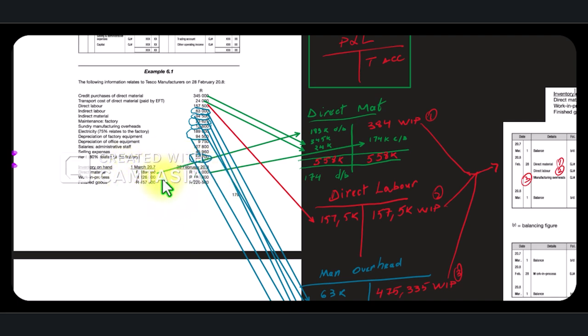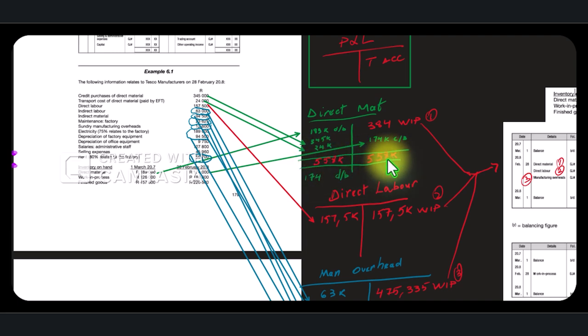So these need to be taken into account. When we're looking at the direct material account, for example, we need to take into account what is the opening. And as you can see here, this is the opening. It's 189,000. That was the opening balance, plus the credit purchase and plus the transportation cost. We add them up together and this gives us a total. Now, this total needs to be on both sides. So you need to replicate this total on both sides.